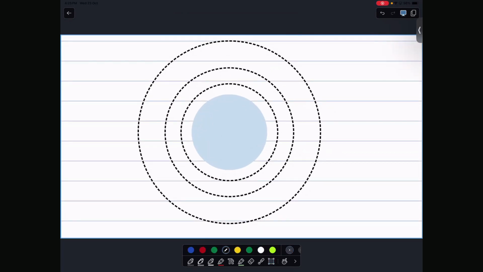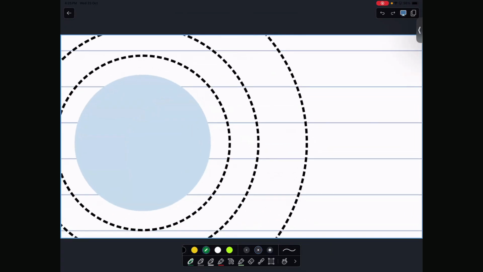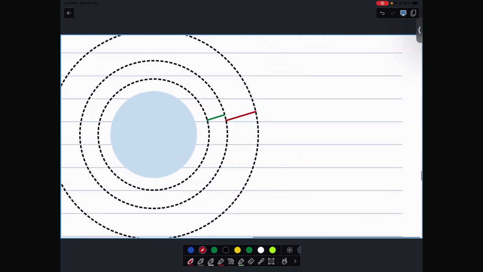Also, does anyone remember that these lines had a meaning in terms of their separation? When the separation meant something. Can anyone remind me what they meant? Let me show you what I'm trying to say here. This separation here and that separation there, how do they relate in terms of energy change?